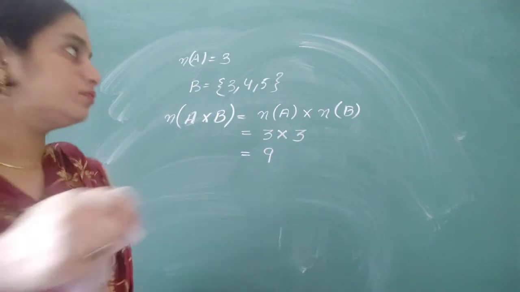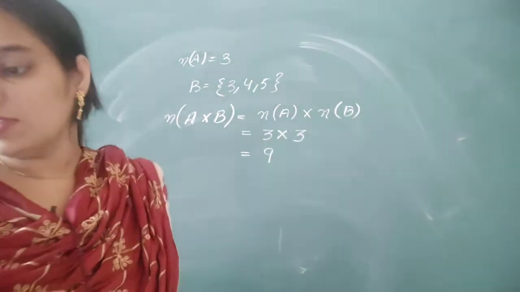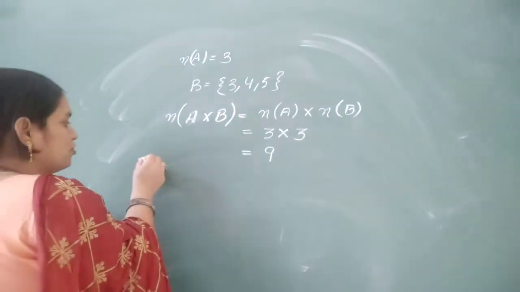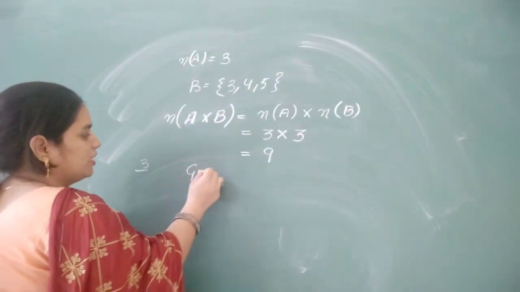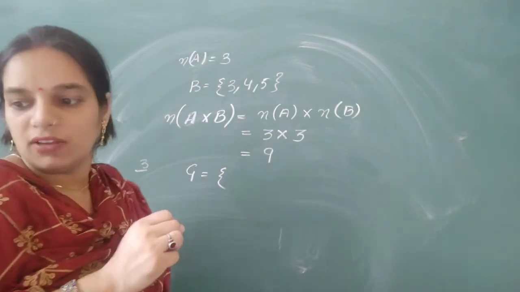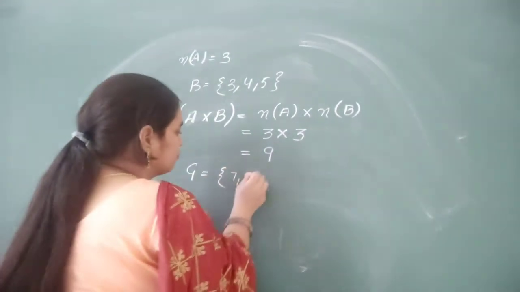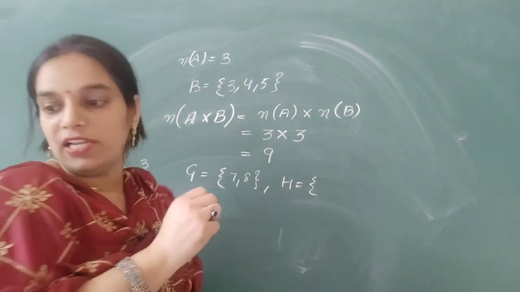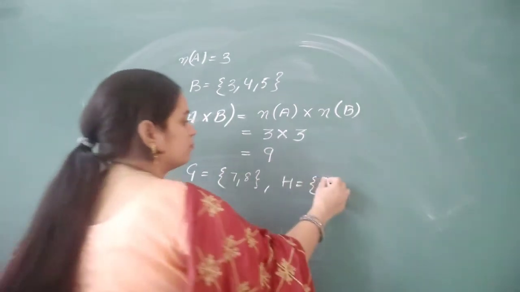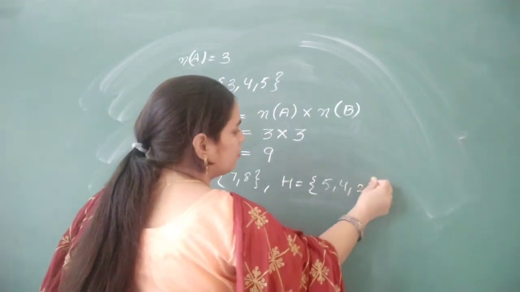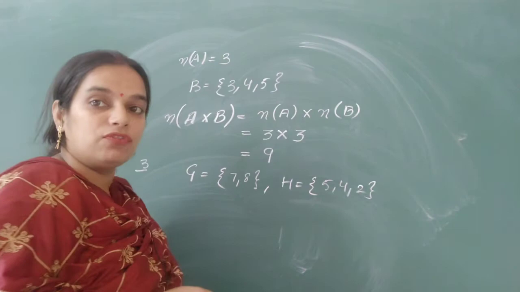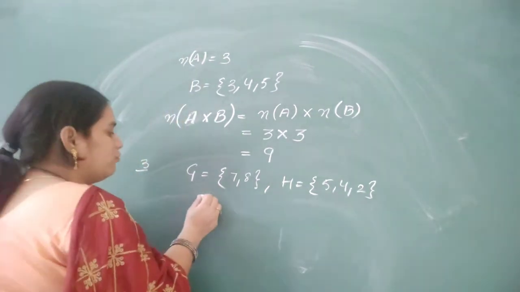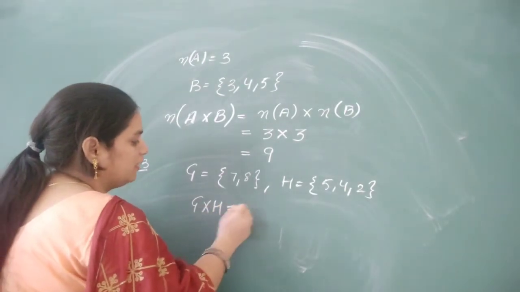Now in question number 3 we are given 2 sets. Set G has elements 7, 8 and set H has elements 5, 4 and 2. And we have to represent the Cartesian product of G and H.